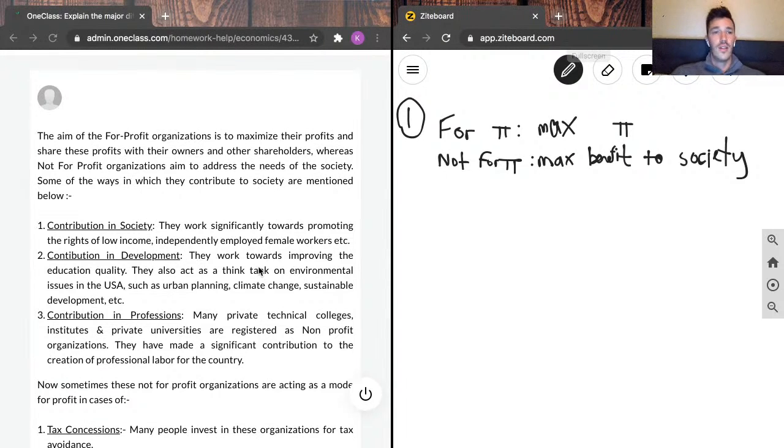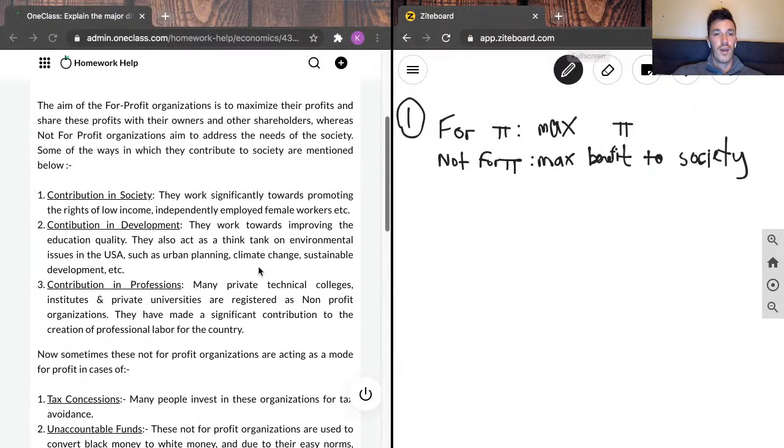But so junior tutor said, the aim of the for-profit organization is to maximize their profits and share these profits with their owners and other shareholders, whereas not-for-profit organizations aim to address the needs of the society. Some of the ways in which they contribute to society are mentioned below. First, contribution to society. They work significantly towards promoting the rights of low-income, independently employed female workers, etc.